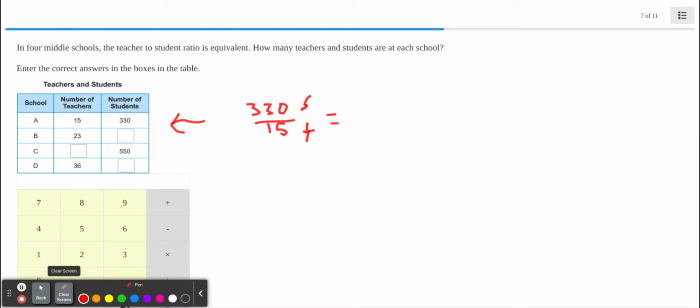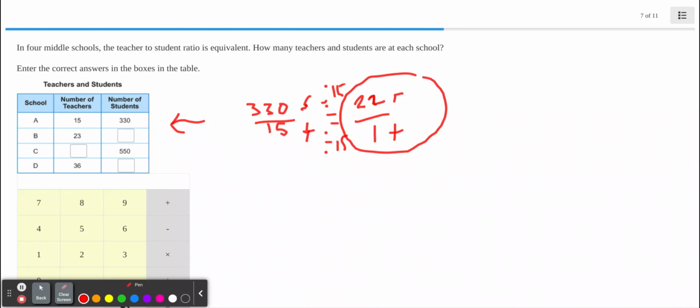Let's give that a try. I'm going to do that on my calculator. So I'll do 330 divided by 15. And when I do, so I'm dividing by 15 on both top and bottom, I get 22 students to one teacher. And this is my ratio here. This is what I'm dealing with for all of my numbers.